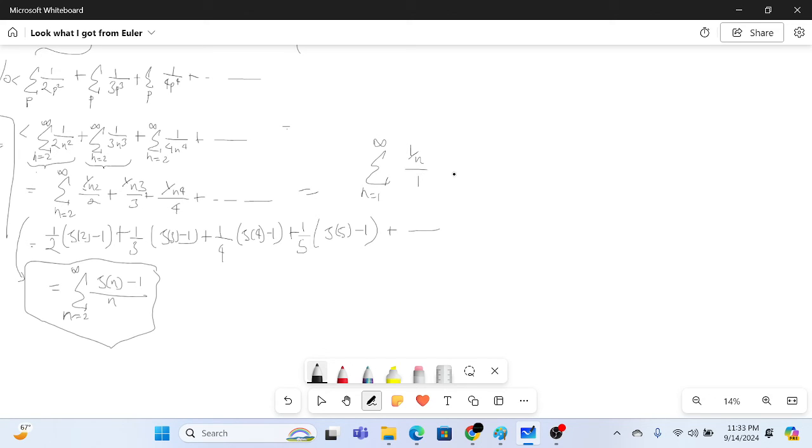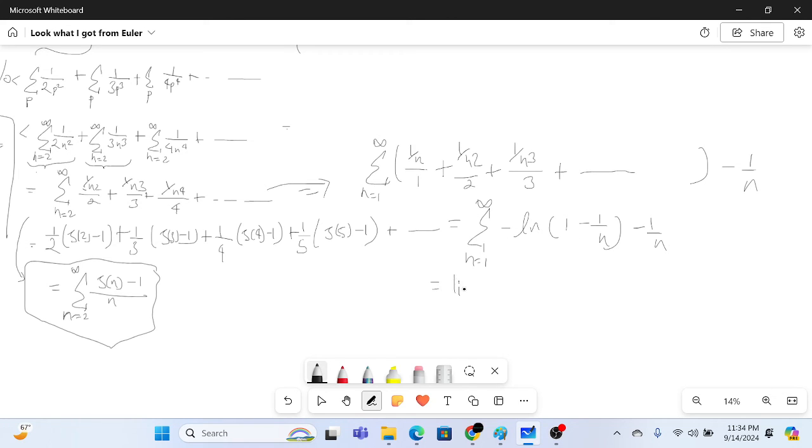1 by n by 1 plus 1 by n square by 2 plus 1 by n cube by 3 and so on, and subtract minus 1 by n, right? And now we know that this sum will be equal to the sum from n equals 1 to infinity of minus ln of 1 minus 1 by n minus 1 by n, right? I'm summing this up.